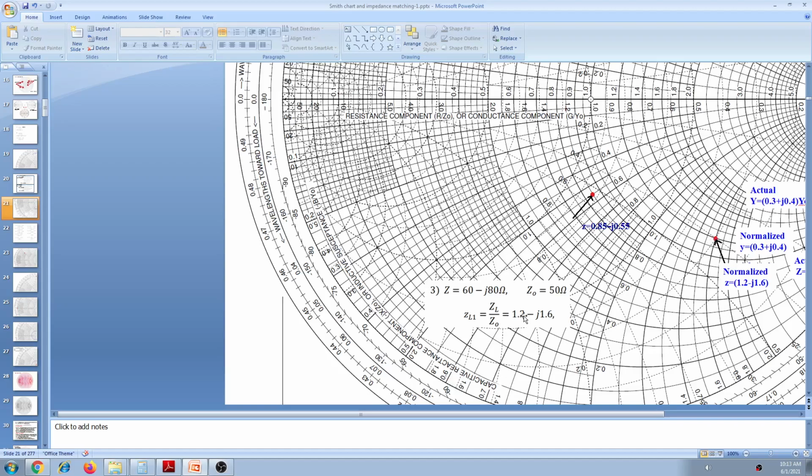To get the admittance value at this position, what we have to do is read the value of conductance and susceptance at this position. What is the conductance value, and what is the susceptance value at this position? To obtain that, you see which conductance circle is passing through this point. This is a conductance circle, the dotted line. This conductance circle is passing. What is the value written here? It is 0.3. So that is 0.3 here.